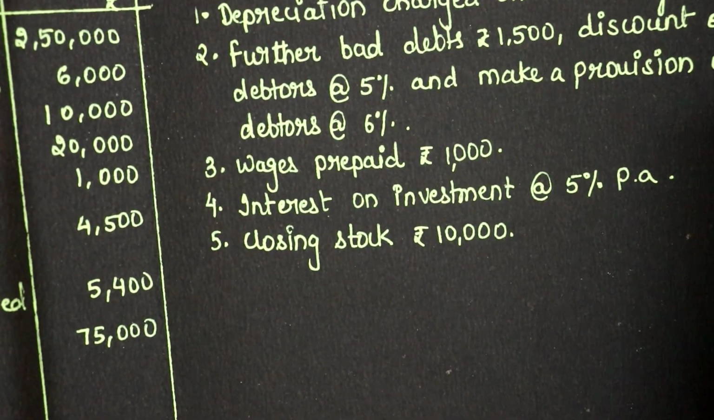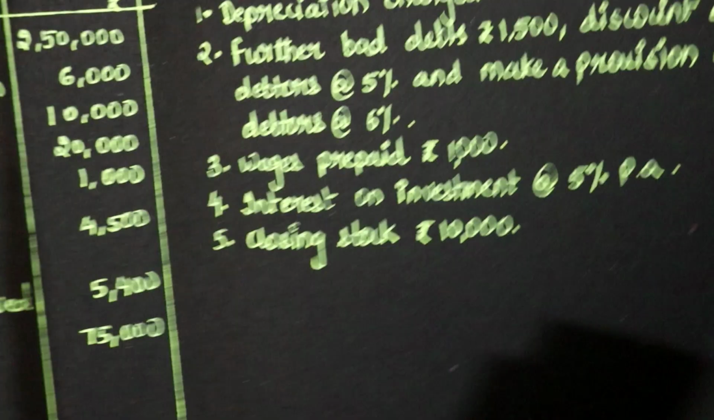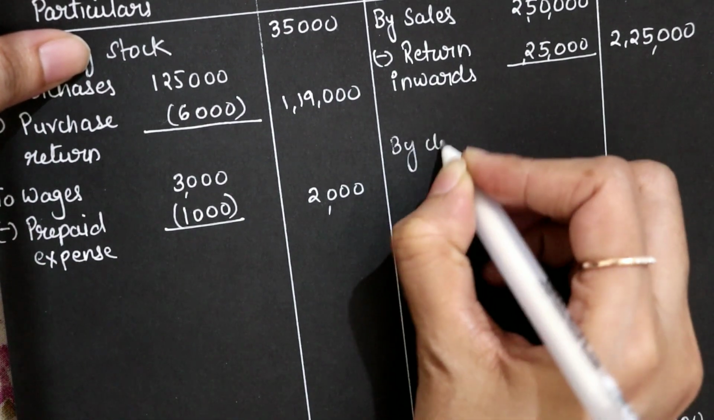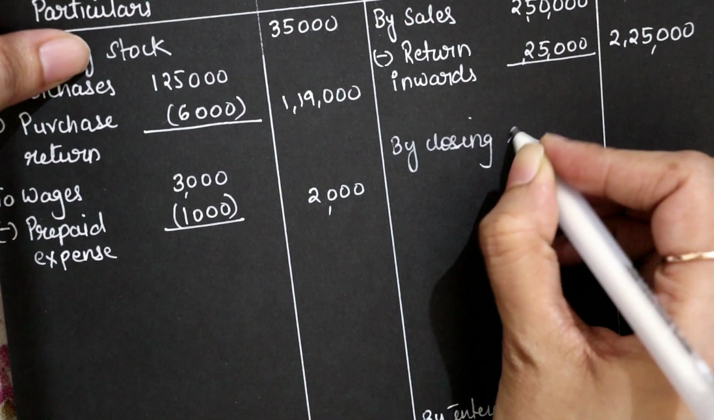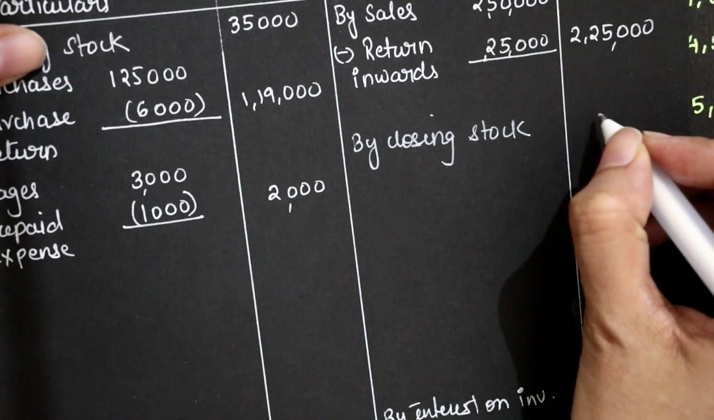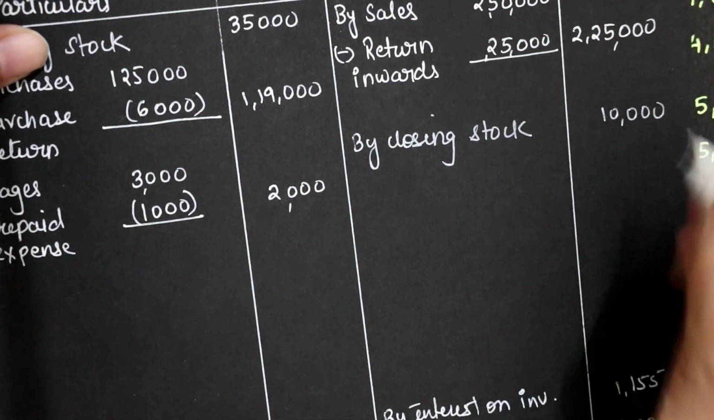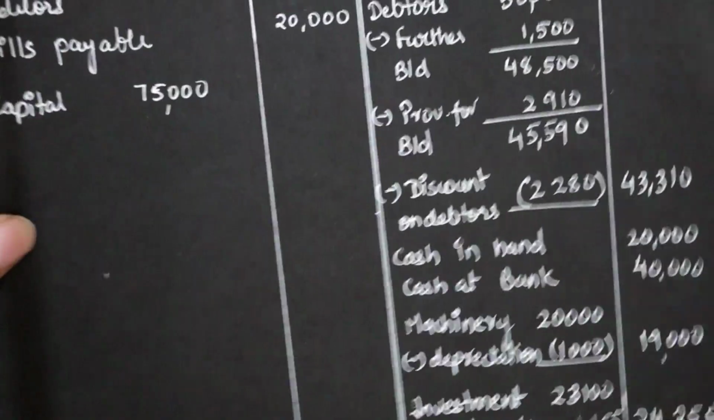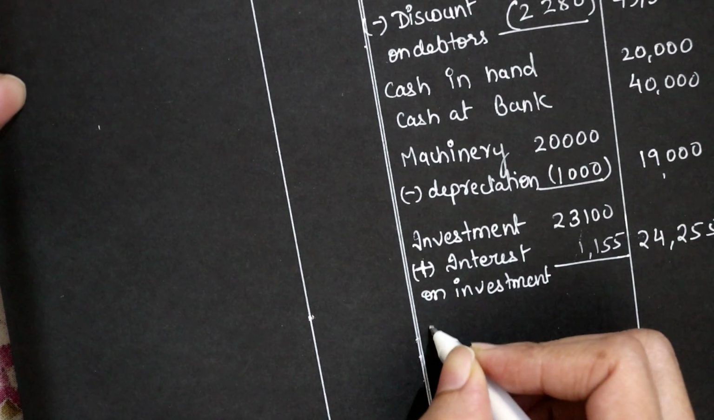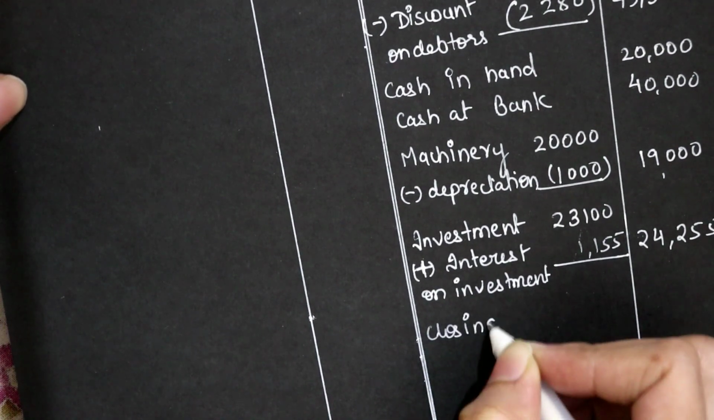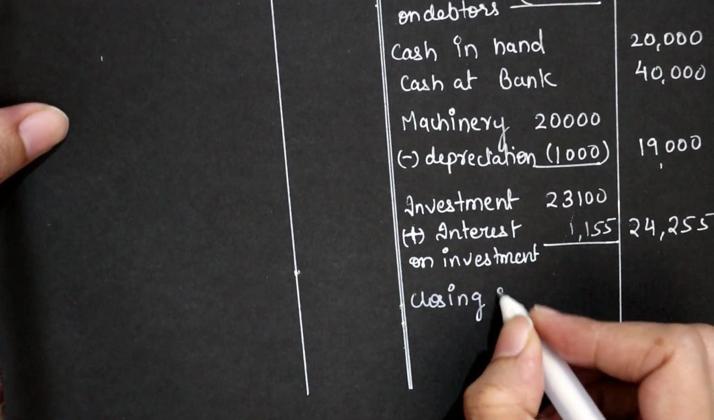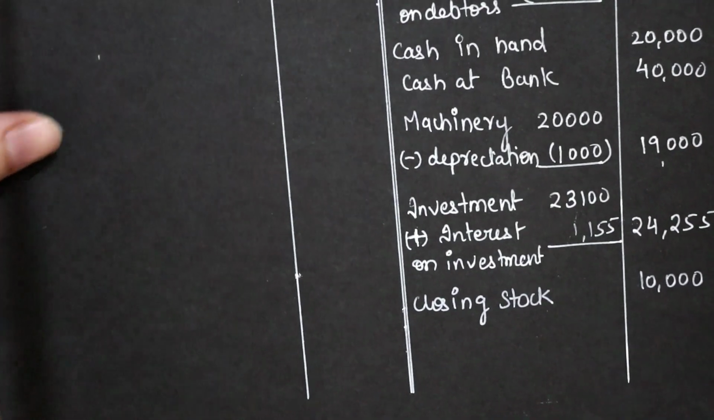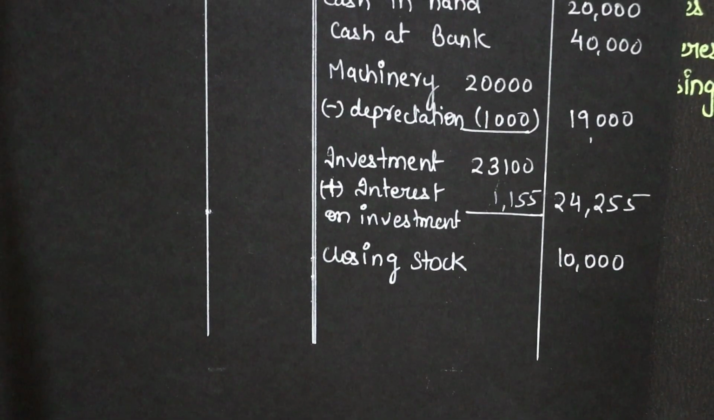The last adjustment says closing stock rupees 10,000. On the credit side of trading account we write by closing stock 10,000. The second effect will be shown on the asset side. We have finished with posting of entries.